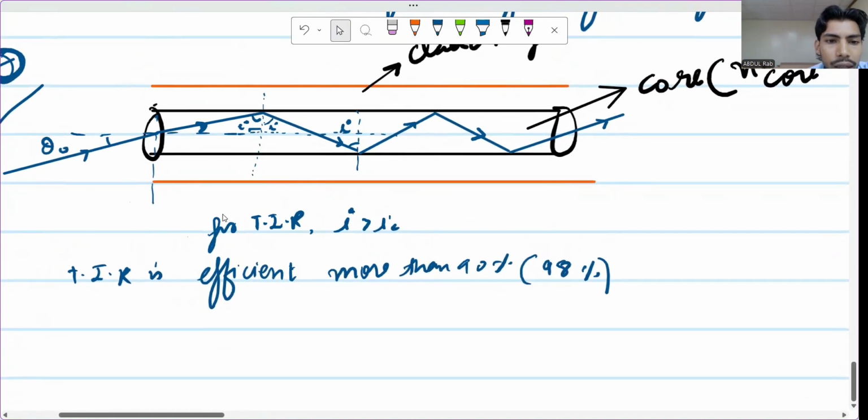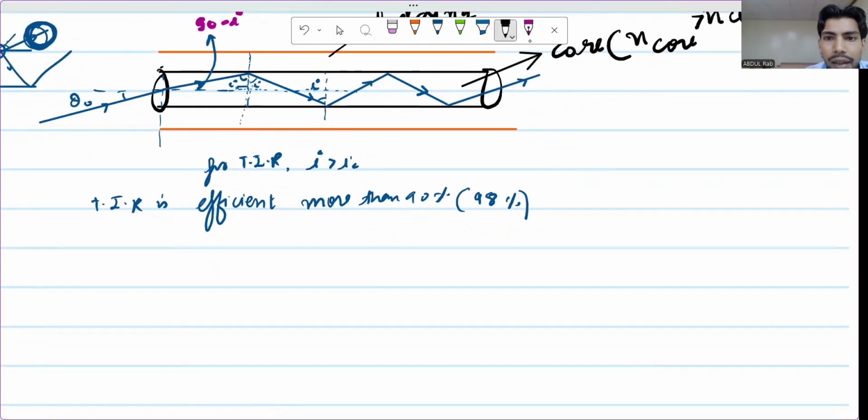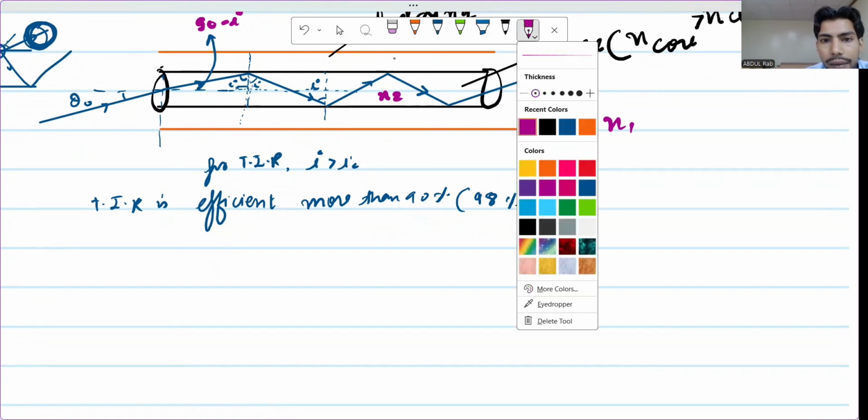So for that, you can see that the normal makes a 90 degree angle with the axis of this optical fiber. Then this angle will of course become how much? Can you tell me? This angle will of course become 90 minus I, right? Got it? Now, what is the relation between this 90 minus I and this theta naught? Let me consider that N1 is the refractive index for air, N2 is the refractive index for the core, and N3 is the refractive index for the cladding, right?